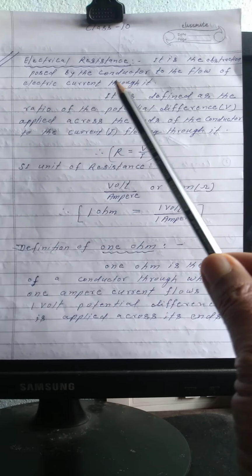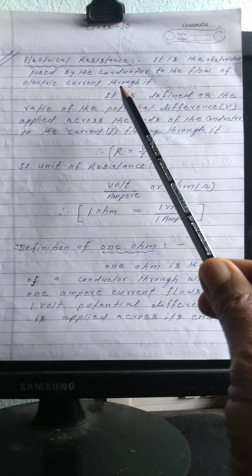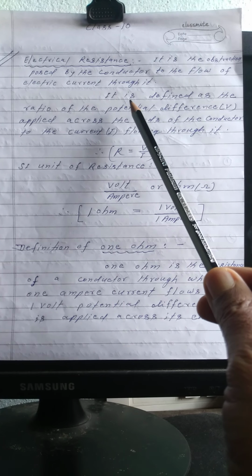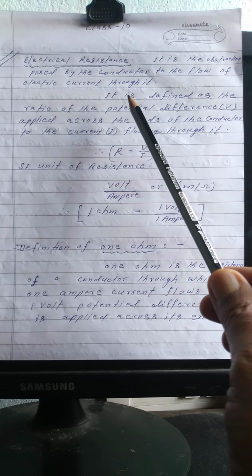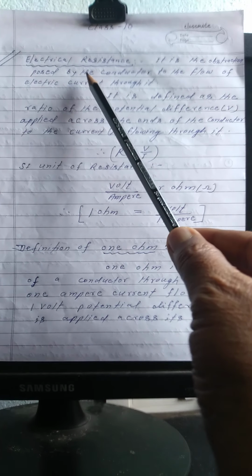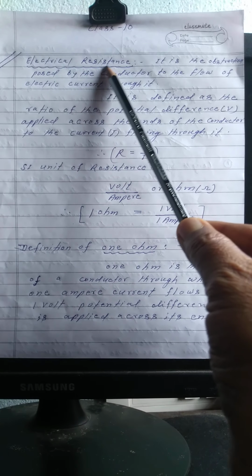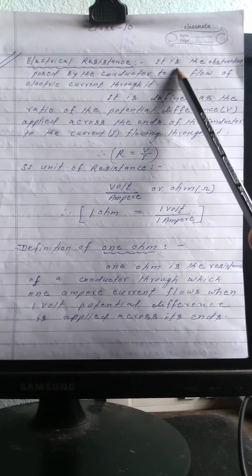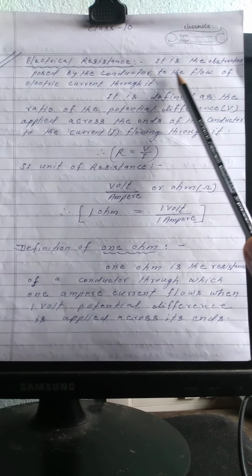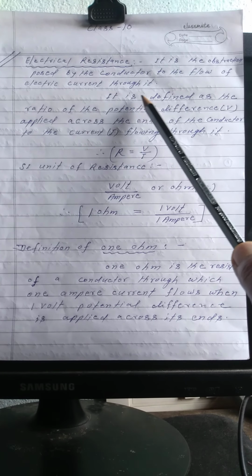Hello students, now I am going to discuss in this video lecture electrical resistance, resistivity and grouping of resistors. First of all, I am going to discuss electrical resistance. It is the obstruction posed by the conductor to the flow of electric current through it.